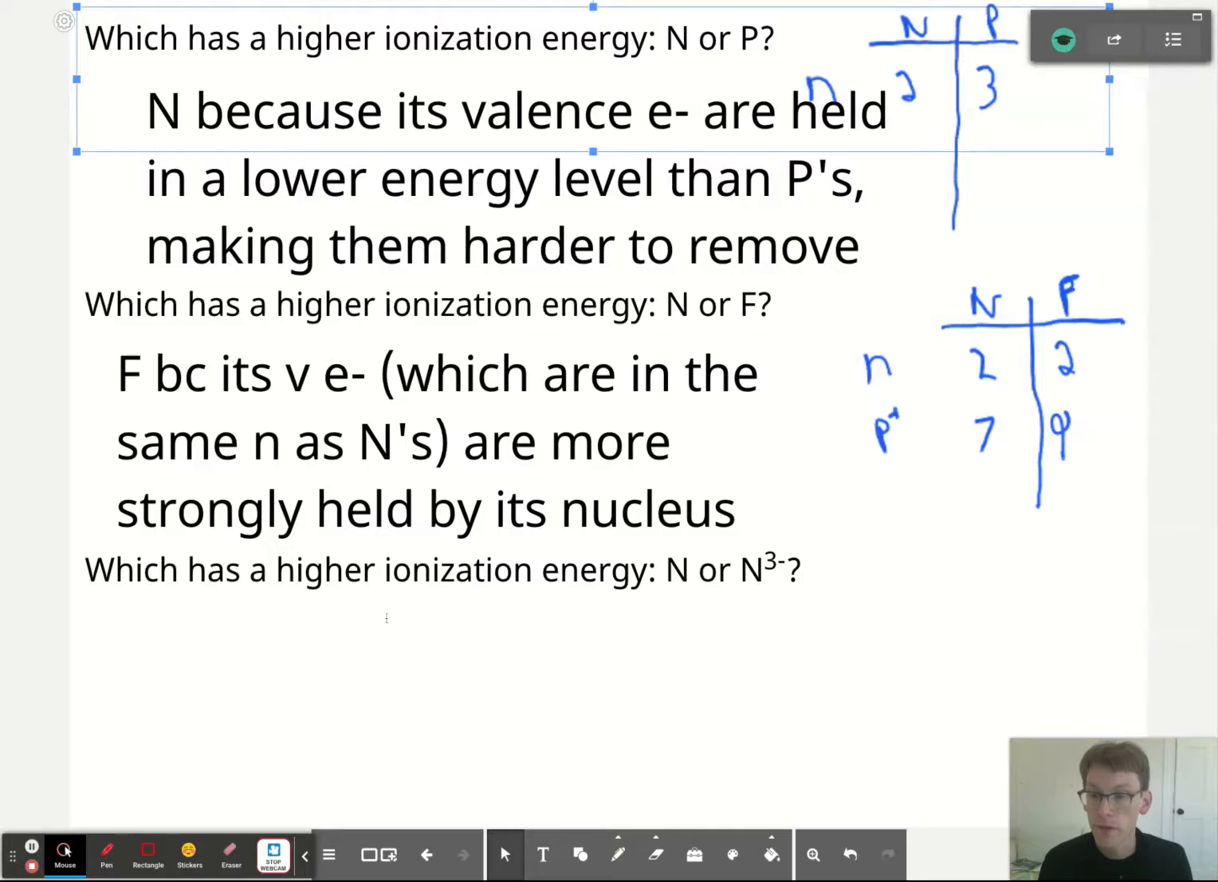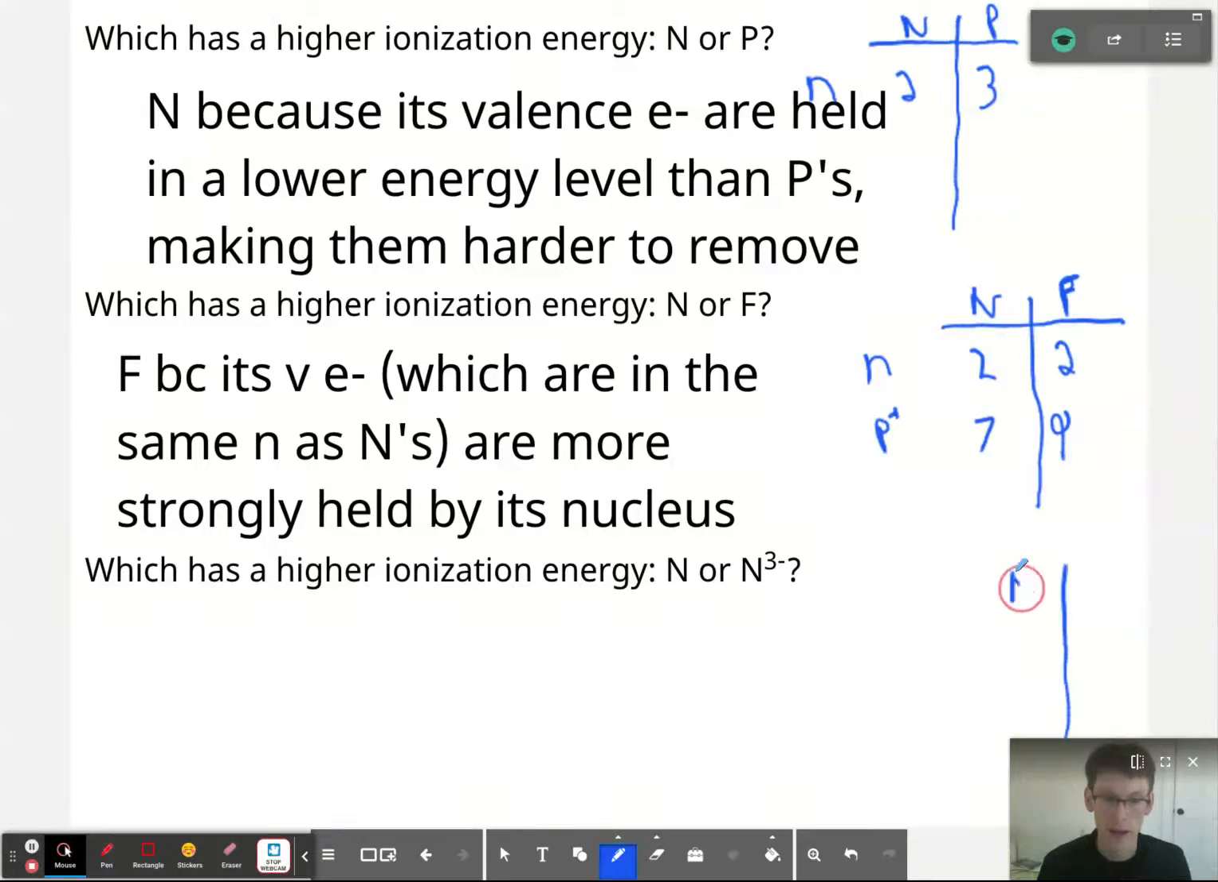So our final comparison is going to be between nitrogen and the nitrogen 3- anion. So in this case, we have N and N3-, and on this comparison, our n level is the same. Yes, nitrogen and N3- have electrons in the second shell. Our number of protons is also 7 in both cases.